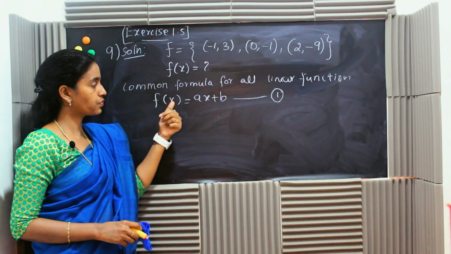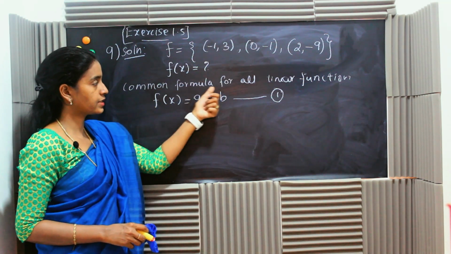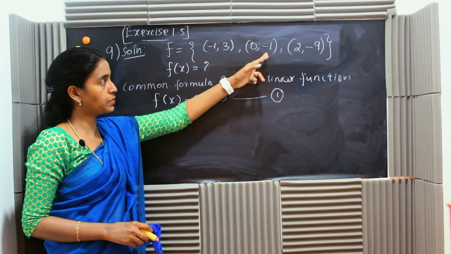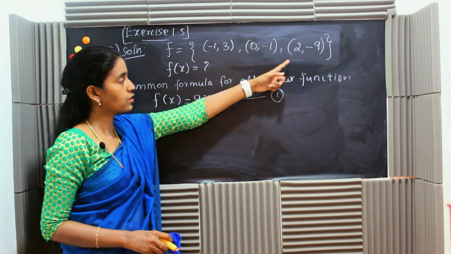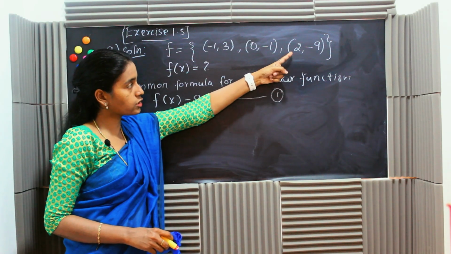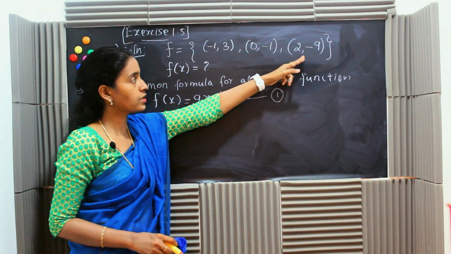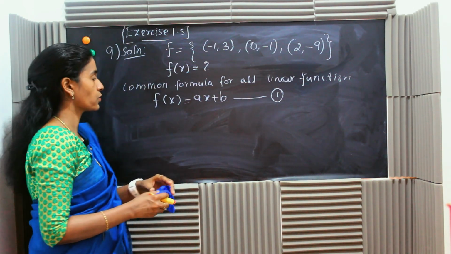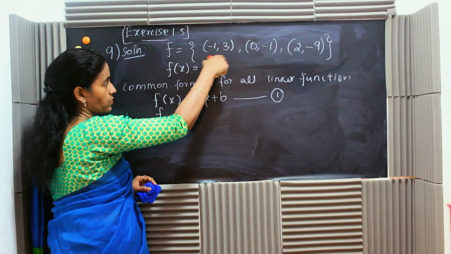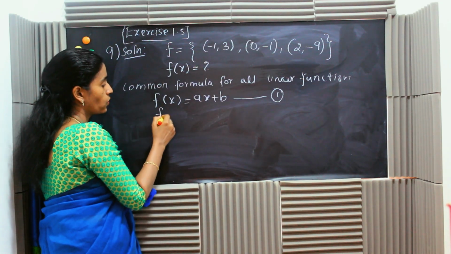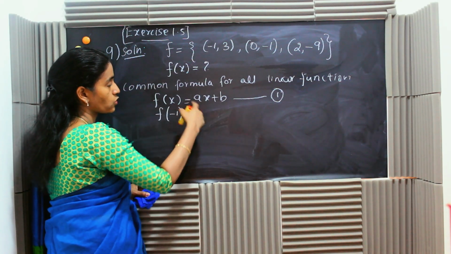If you are substituting 0 for x, we'll be getting the value of ax plus b as -1. And for the third point, if you are substituting 2 for x, we'll be getting the value of ax plus b as -9, right? So consider I'm taking the first point, -1, 3. I can put -1 for x and the answer will be 3.